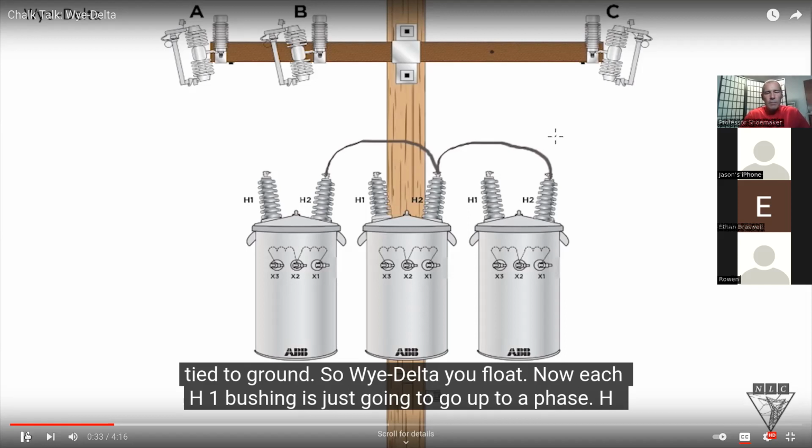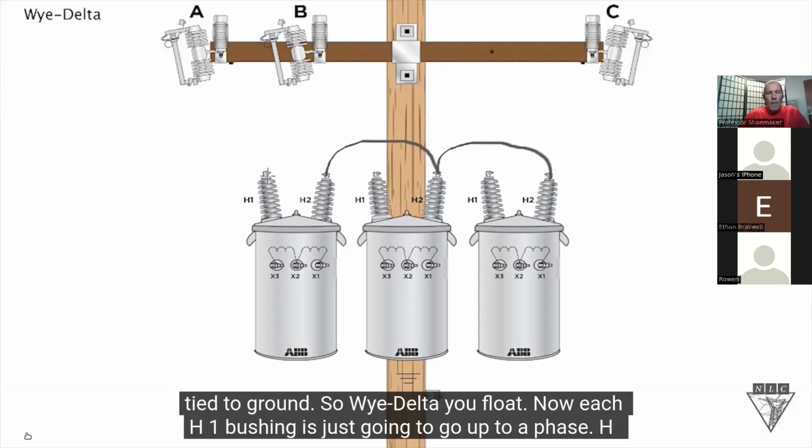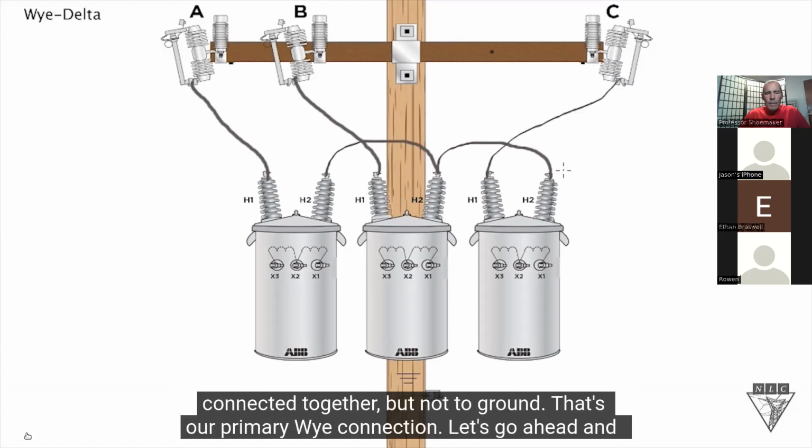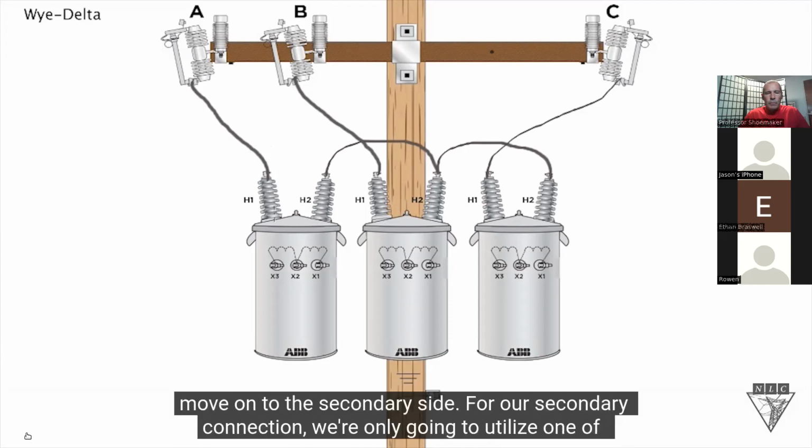Y delta you float. Now each H1 bushing is just going to go up to a phase. Take this H1 over to C phase. So we've got our H1s going to each phase, A, B, and C phase, and our H2s are connected together, but not to ground. That's our primary Y connection. Let's go ahead and move on to the secondary side.